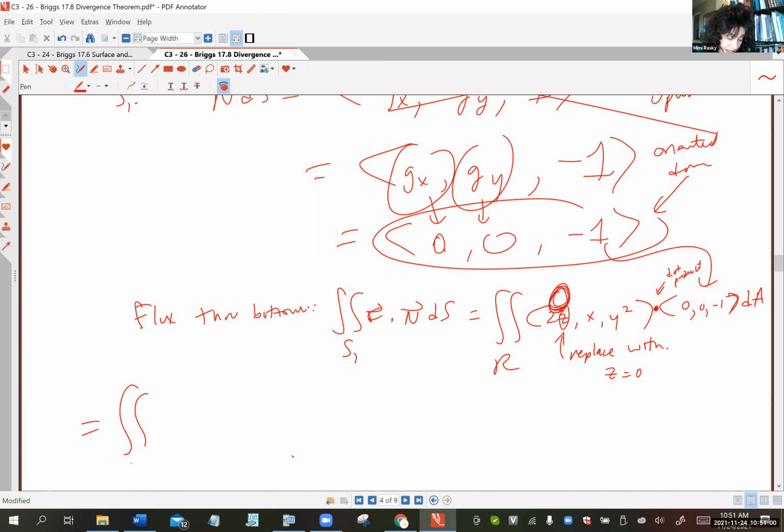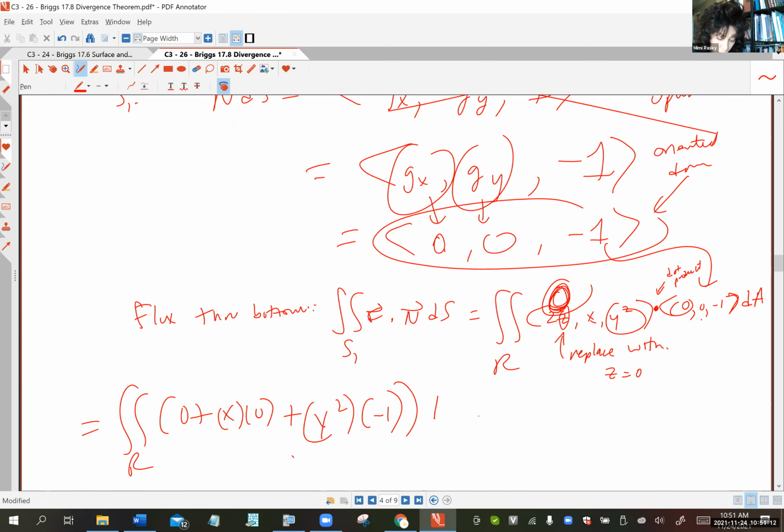And now when we take the dot product, we're going to have 0 times 0, which is 0, and then x times 0, and that's a big fat 0, okay. And then y squared times negative 1, dA. So what are we going to have? We're going to have negative y squared dA over the region, and the region is the circle.